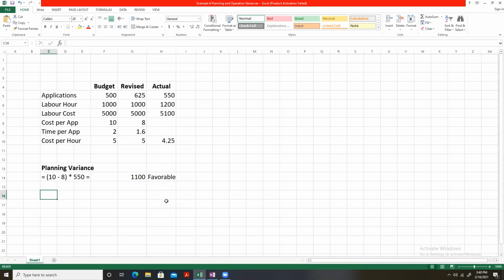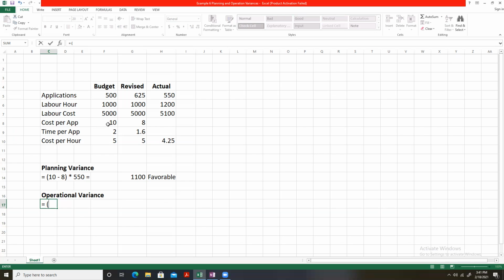Now, for operational variances, I told you that we need to compare revised against actual. So how will we calculate now? Here we need to calculate the operational labor efficiency variance.